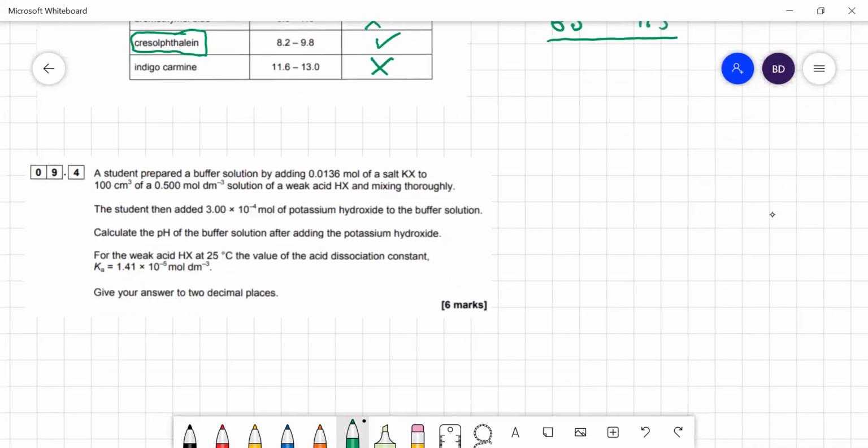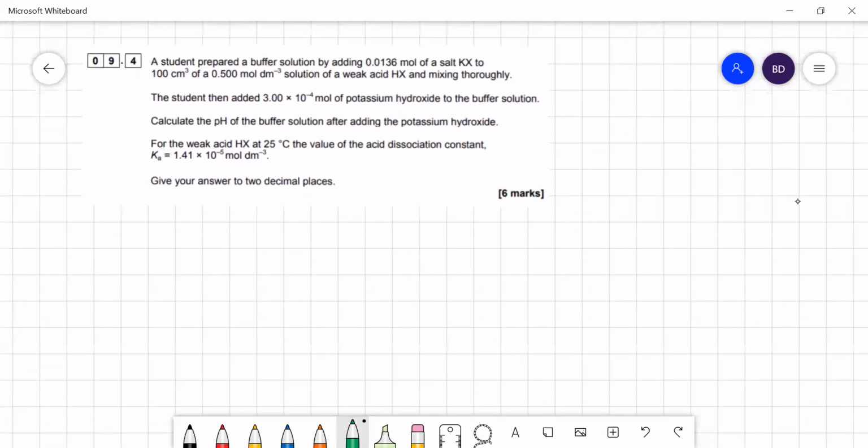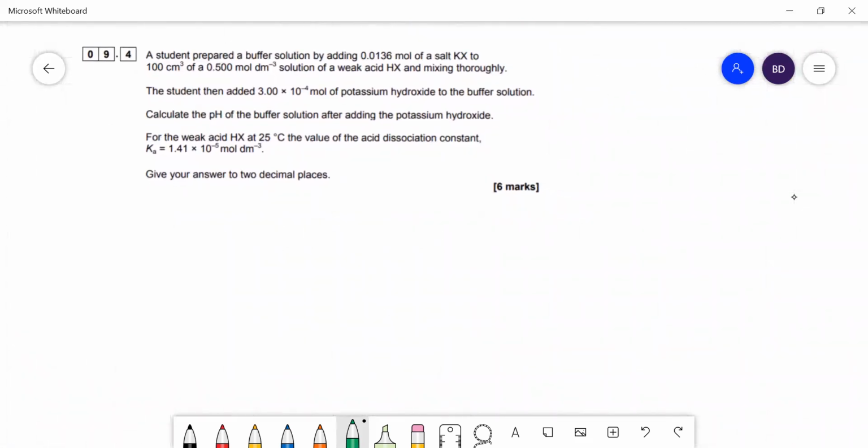Okay, now here is a buffer question. This is a 6 marker and it's a tricky one. Okay, so right. What we've got is the weak acid HX and its salt, potassium X. Right, and they make a buffer by mixing the two together, but then they add a little bit of potassium hydroxide to the buffer solution. Okay, now we've got to calculate the pH of the buffer.